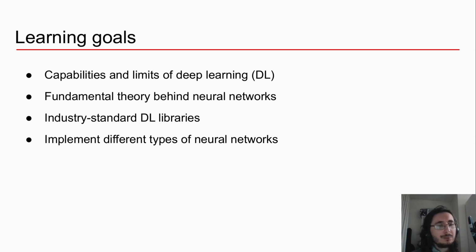And then we're going to move on to more practice-based stuff. We're going to learn how to code deep learning networks using industry standard deep learning libraries like TensorFlow. And then obviously we're going to play around with a bunch of different types of neural networks, like RNNs, CNNs, and we're going to learn what all of these acronyms really stand for.